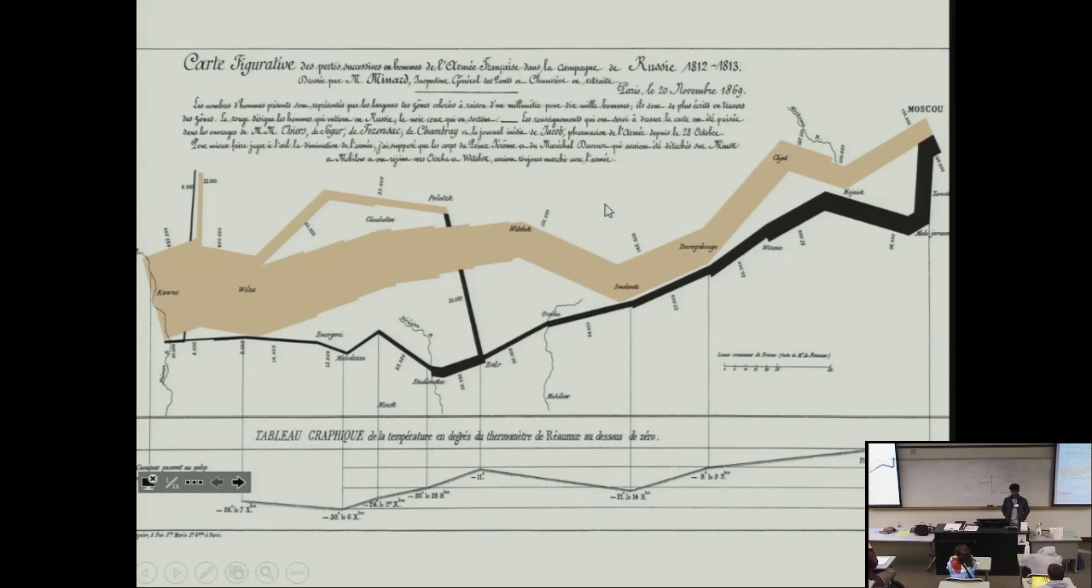So if you take a look here, I don't know French, but I do know that French is a little like English. So we see this as a graphic table, what we might call a chart, of temperature in degrees on a thermometer, and they use a kind of weird scale called Reaumur. So yeah, this is temperature over time. So we can see it's really cold here, minus 30. And then it warms up a little bit.